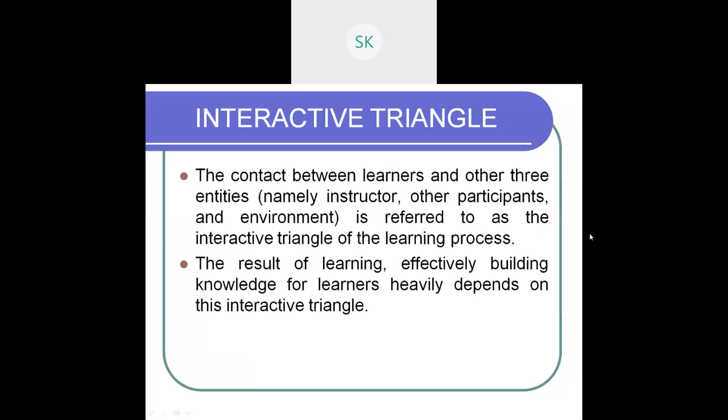And the environment, what environment are we using? It should be very good, both your physical environment as well as the online environment. All of this should be there in the three corners of the triangle, A, B, C. All this is called the interactive triangle.